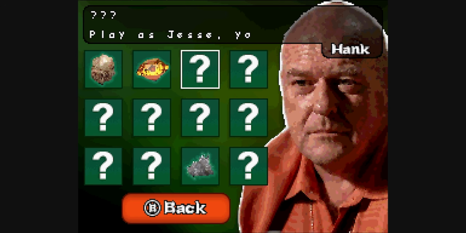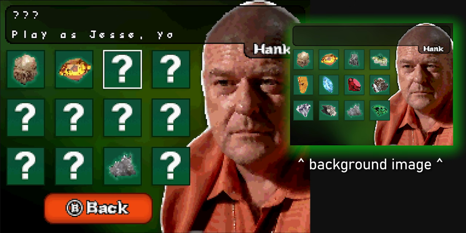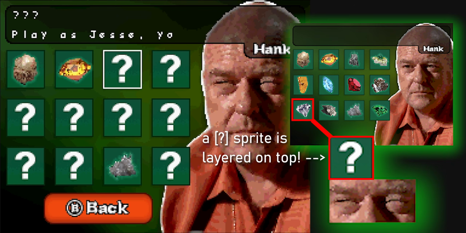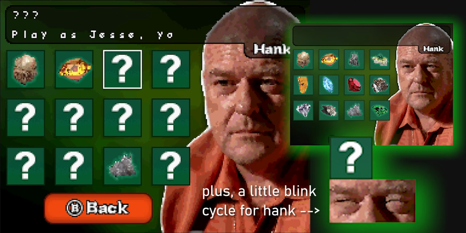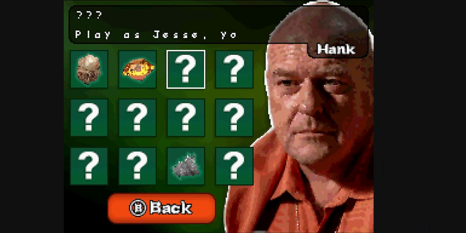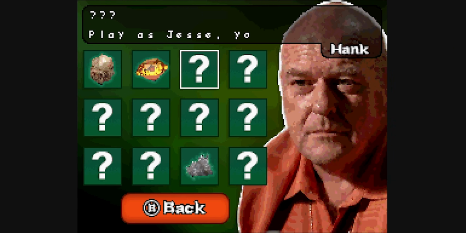The background layer image here actually has all the sprites of the minerals baked into it, and over top of the image I'm just adding simple question mark block sprites to cover it up. This saved me from having to spend a bunch of RAM adding individual sprites for each type of mineral, which gave me a tiny bit of room to add Hank's closed eyes to the HUD textures to give him a simple blink cycle in the menu. Kinda creepy actually, the more you stare at it.